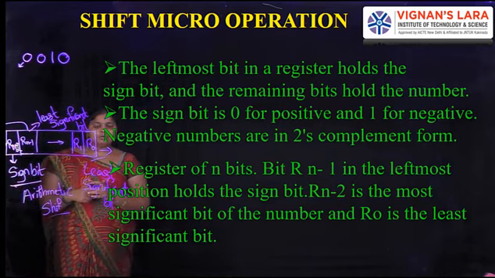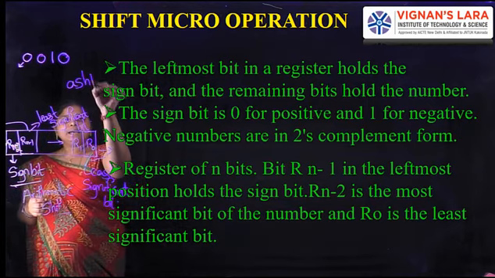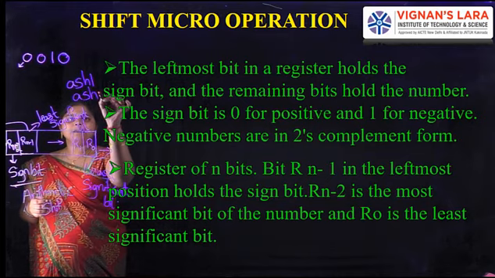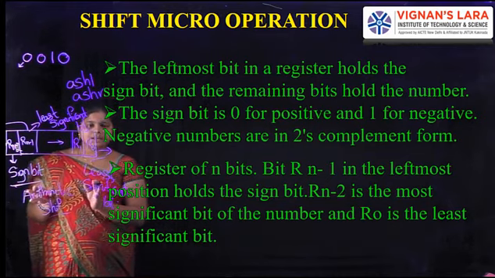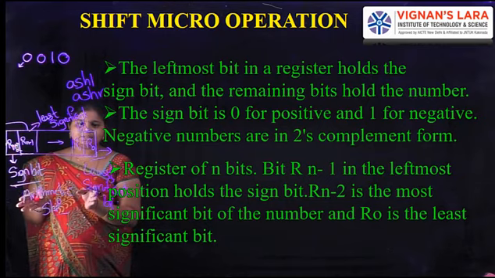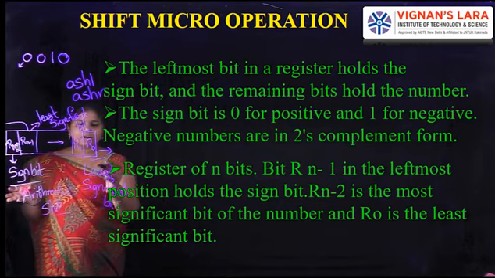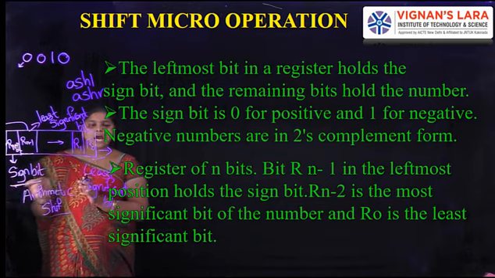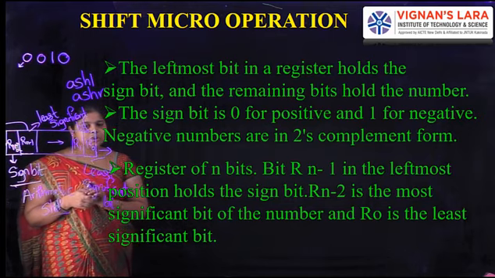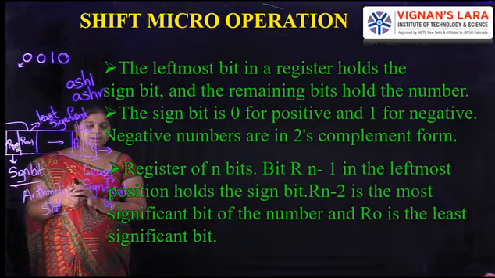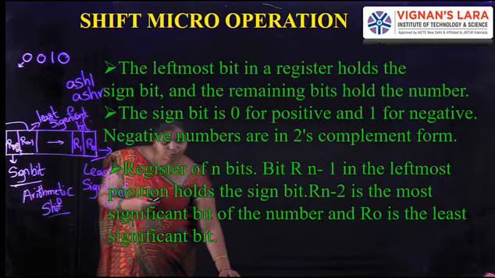We have two types of shift, ASHL and ASHR, meaning arithmetic shift left and arithmetic shift right. This is an n-bit register, an n-bit representation of the register R0 to Rn-2. R0 means the least significant bit and Rn-2 is the most significant bit. The most significant bit also represents whether the number is negative or positive. Now we move to the next slide.